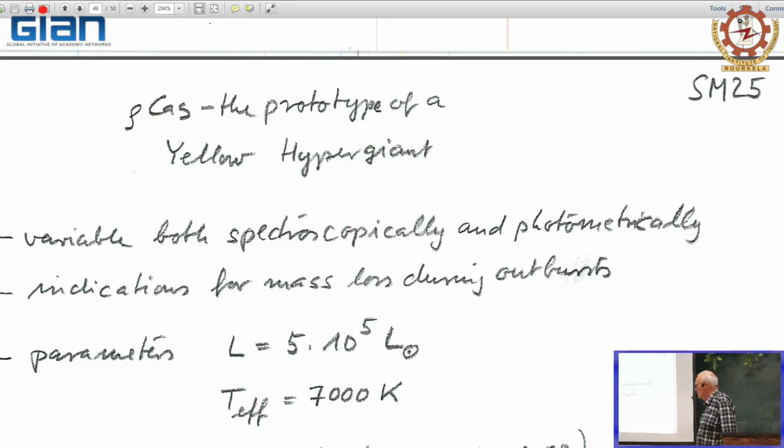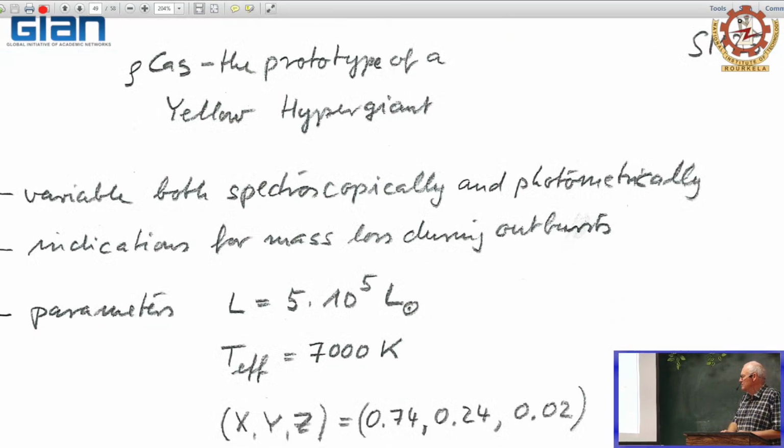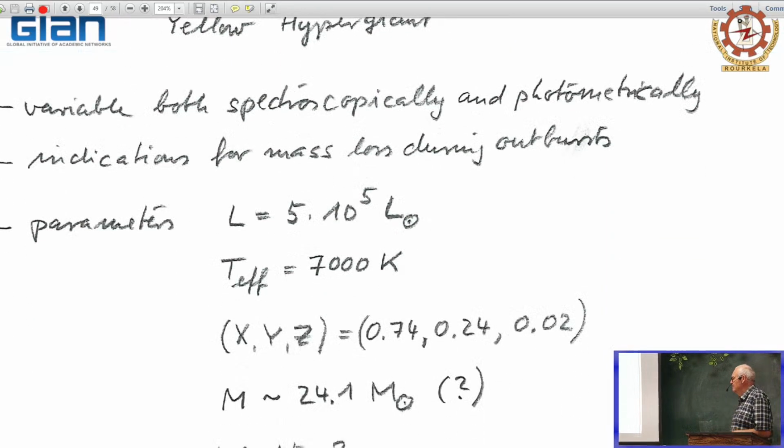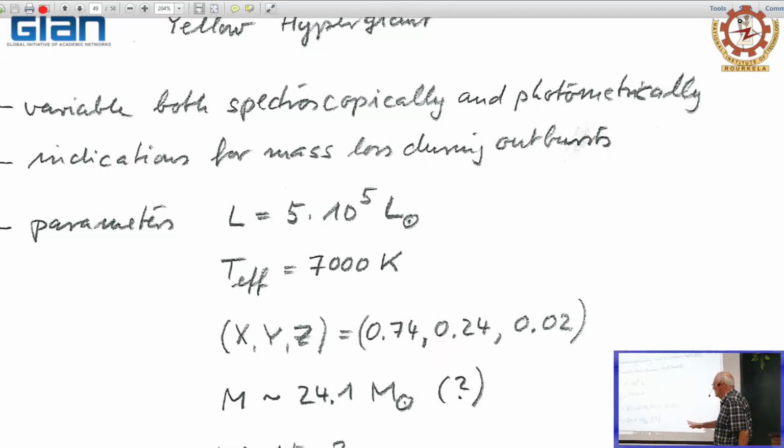The parameters of this star, we take the parameters of Rho Cas here: the luminosity is rather high, it's 10^5 solar luminosities. The temperature is moderate, it's 7,000 K, and the chemical composition is rather normal, 74% hydrogen, 24% helium, and a solar metallicity of 2%. The mass is given by the observers to be about 24.1 solar masses.